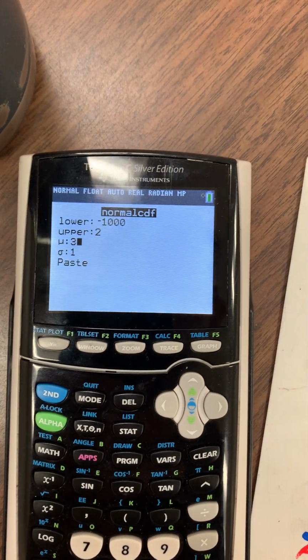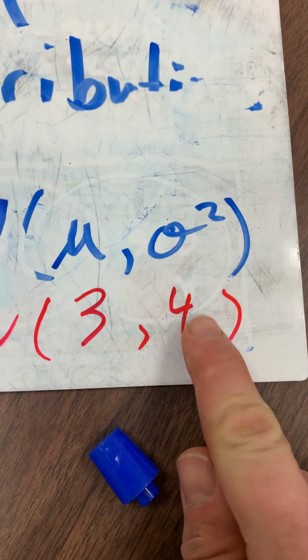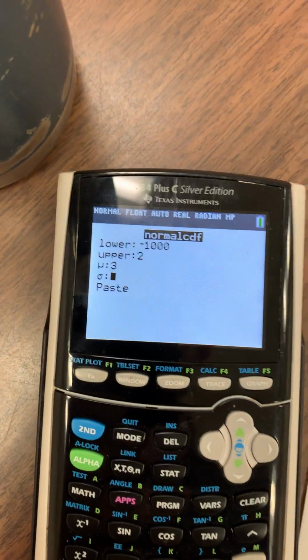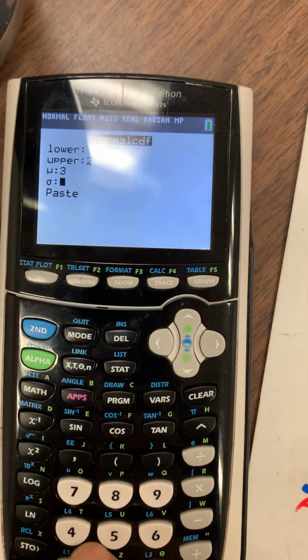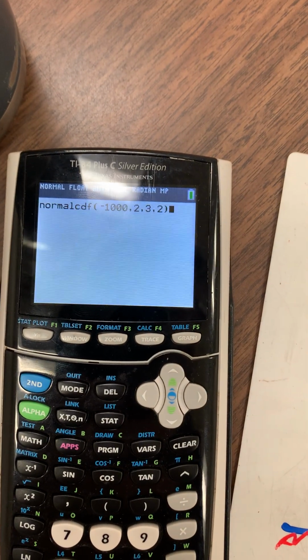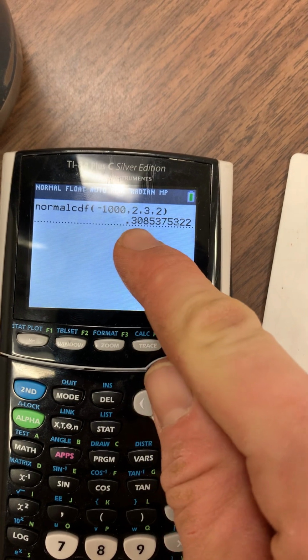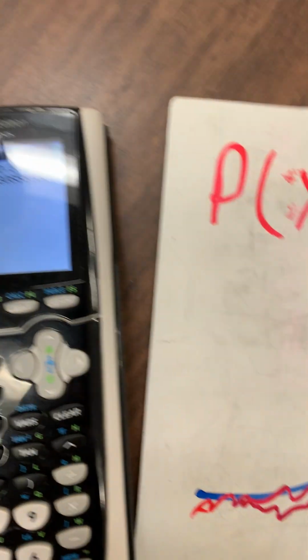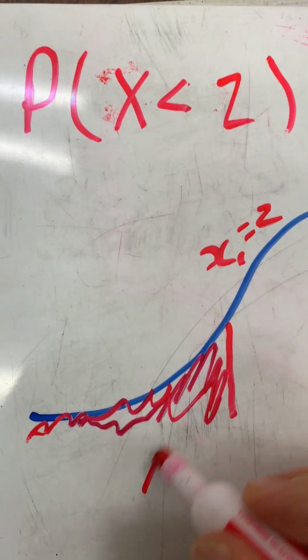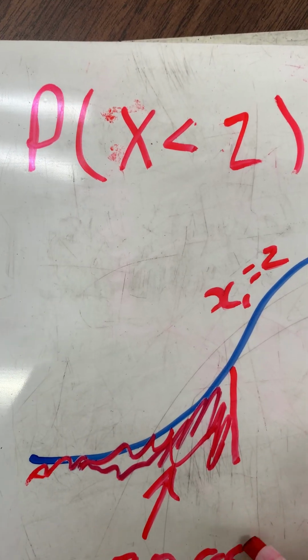Now my mean was 3, and you may recall my variance was 4, meaning my standard deviation is the square root of 4 or 2. And I'll just go ahead and click paste and it will tell me my area. So my area here is 30.85%, which means this is 30.85%.